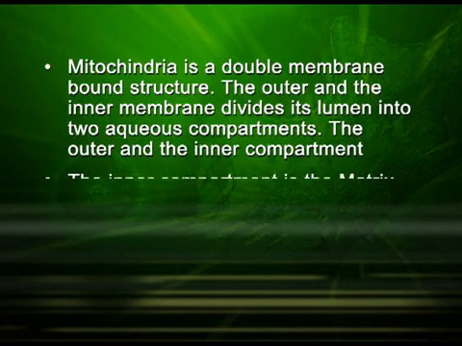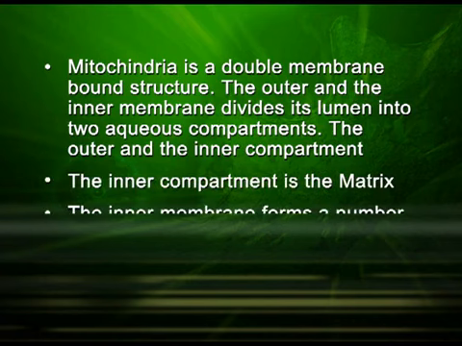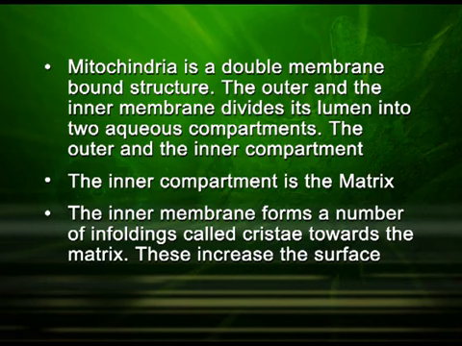Mitochondria is a double membrane bound structure. The outer and the inner membrane divides its lumen into two aqueous compartments, the outer and the inner compartment. The inner compartment of the mitochondria is the matrix. The inner membrane forms a number of enfoldings called cristae towards the matrix. These increase the surface area.